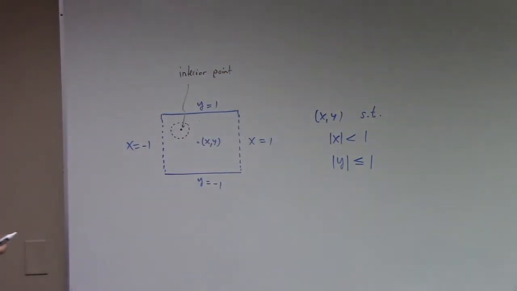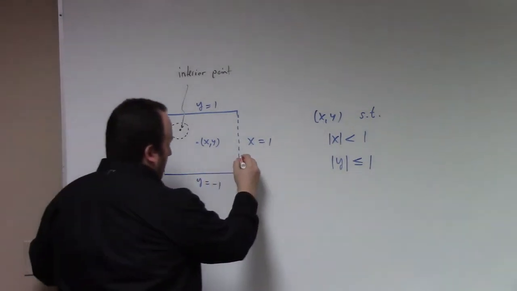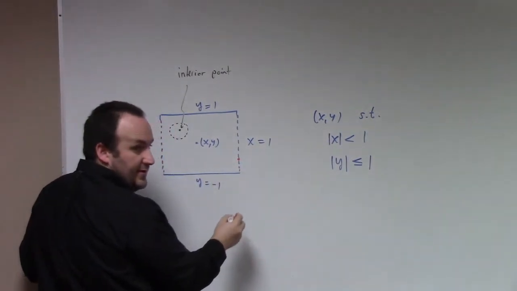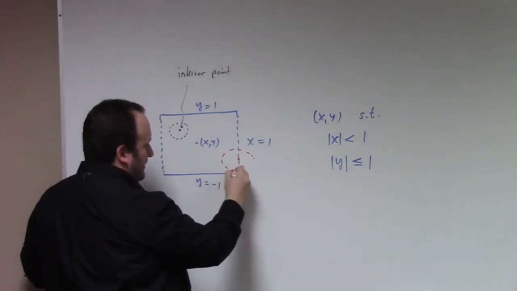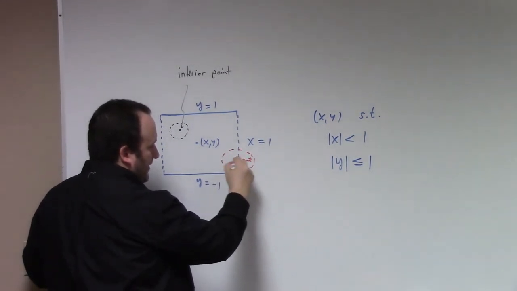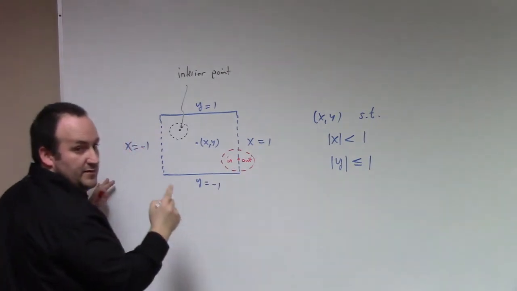There are two kinds of boundary points. What is a boundary point? A boundary point is a point where, if you draw any little open disk around that point, there are points inside and outside. That makes it a boundary point. So like this is a boundary point, right? Any open disk I draw like this, we got points out and we got points in, right? So that's a boundary point.